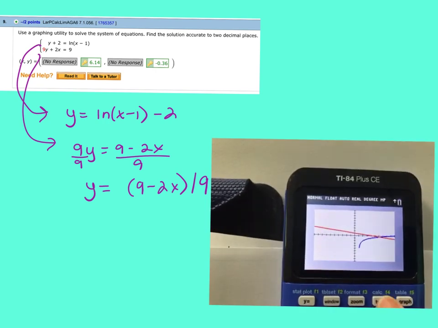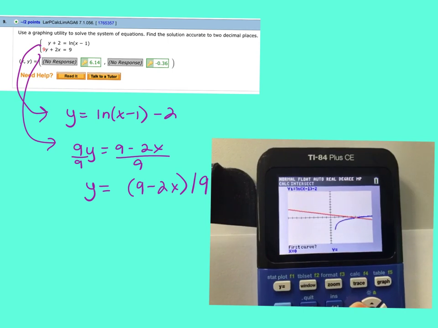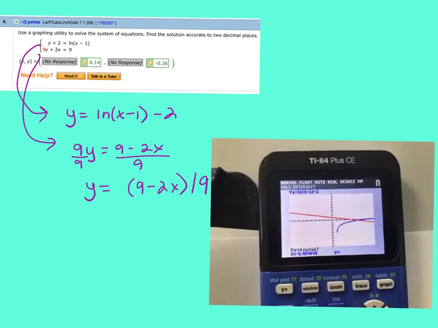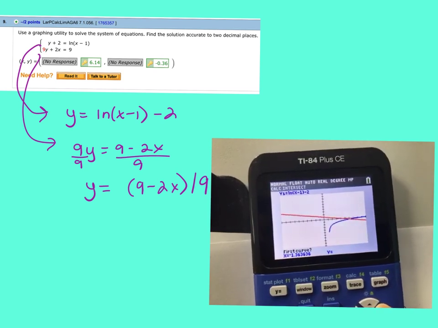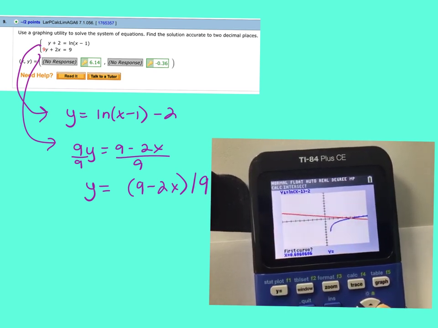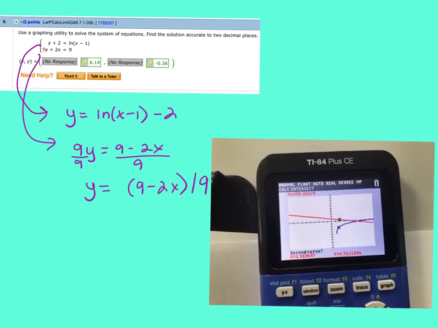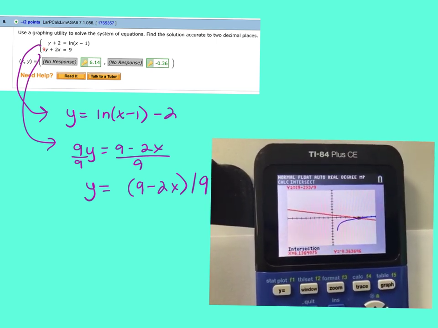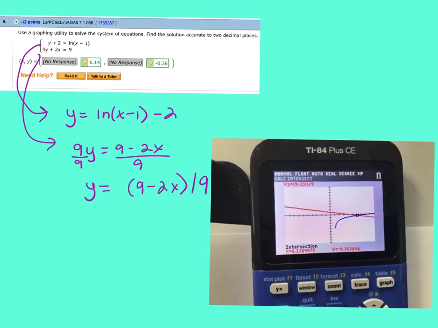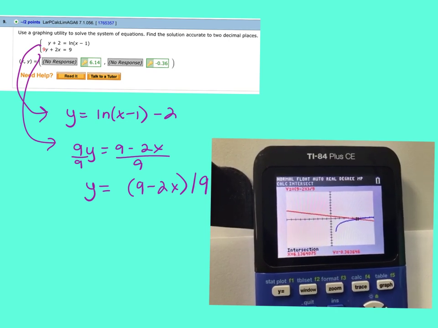I'm going to go second trace. Number 5 is intersect. I'm going to highlight somewhere along this one. The blue curve is the first one. Where's my little... There it is. And then the second curve, the red. Then hit enter, and it will bring you to the intersection. So it says 6.136, which gets rounded, and then negative 0.36, which gets rounded.